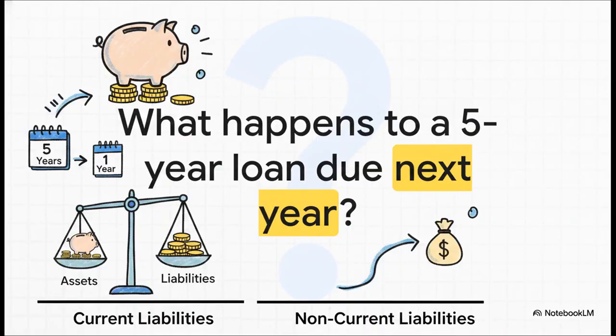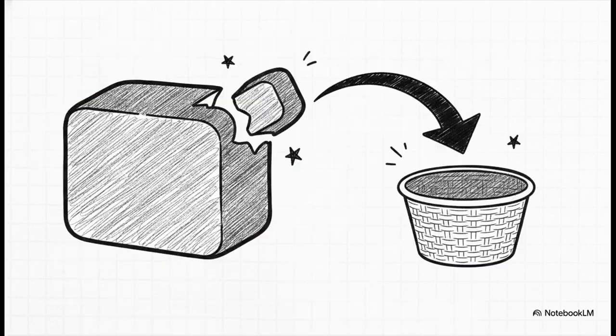So let me pose a quick question to challenge your understanding of this 12-month classification rule. Say you have a standard 5-year long-term loan sitting on your books, but a portion of that principal is scheduled to be repaid next year. What happens to it on the balance sheet? The answer is that it must be split out. The current portion of that long-term debt has to move up into current liabilities.